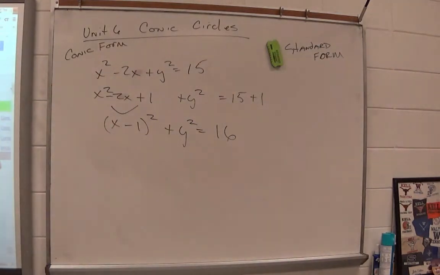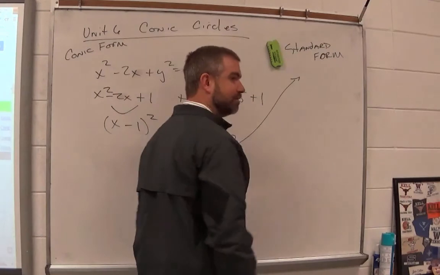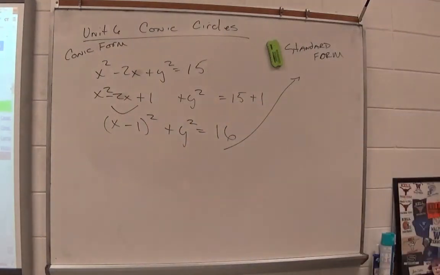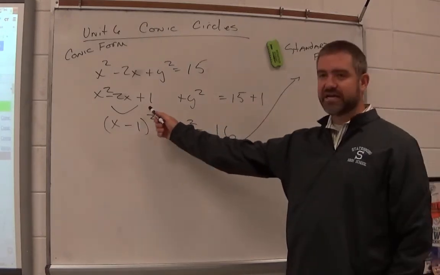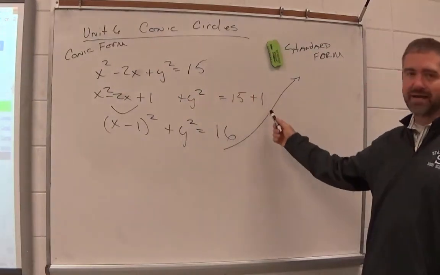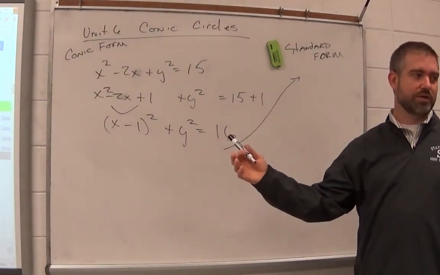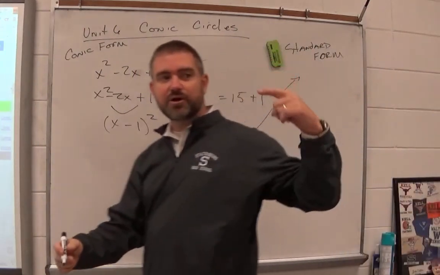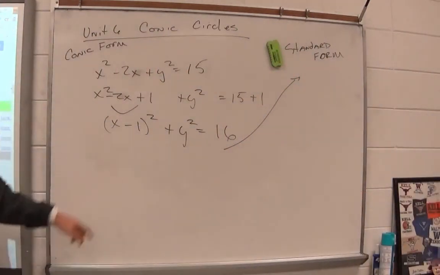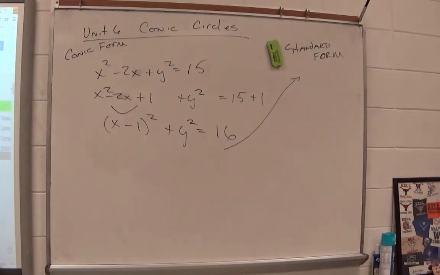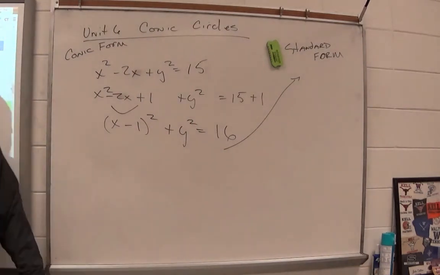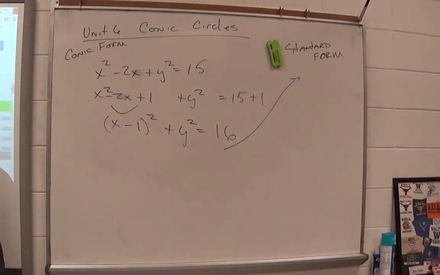Now, does it look like it's written in standard form? Yes, it does. Why did I have to add 1 to both sides? If I add 1 over here, and I don't add 1 over here, then it's not going to be equal. You have to add 1 to both sides. What is the center of this circle? Positive 1, 0. What is the radius of this circle? 4. Not 16, 4. Correct.